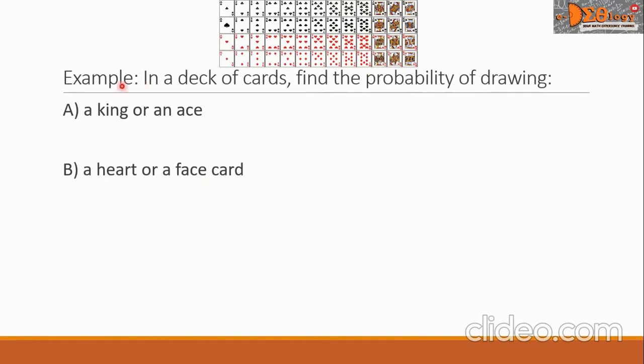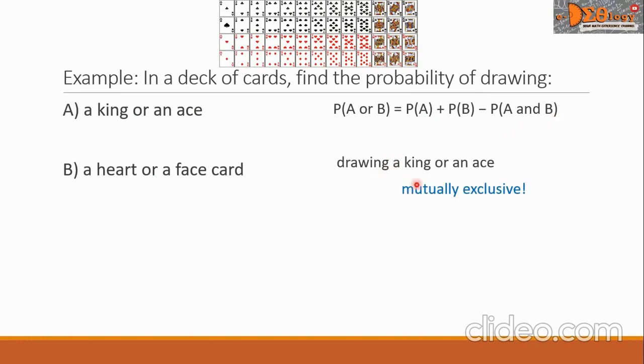Let us have an example. In a deck of cards, find the probability of drawing letter A, king or an ace. Letter B, a heart or a face card. Let's start with our problem A. Let us write our formula here. The P of A or B equals P of A plus P of B minus P of A and B.